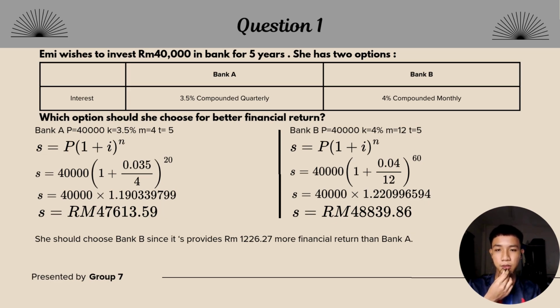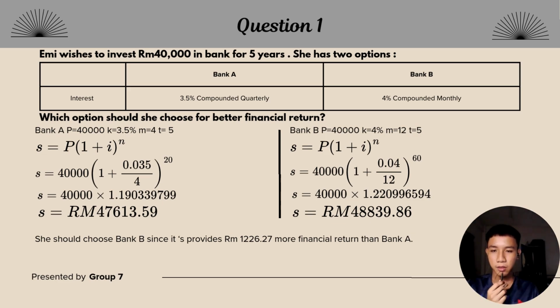Alright, starting off with question 1. Let's read the question first. Emmy wishes to invest 40,000 ringgit in a bank for 5 years. She has two options, Bank A or Bank B. Which option should she choose for better financial return?